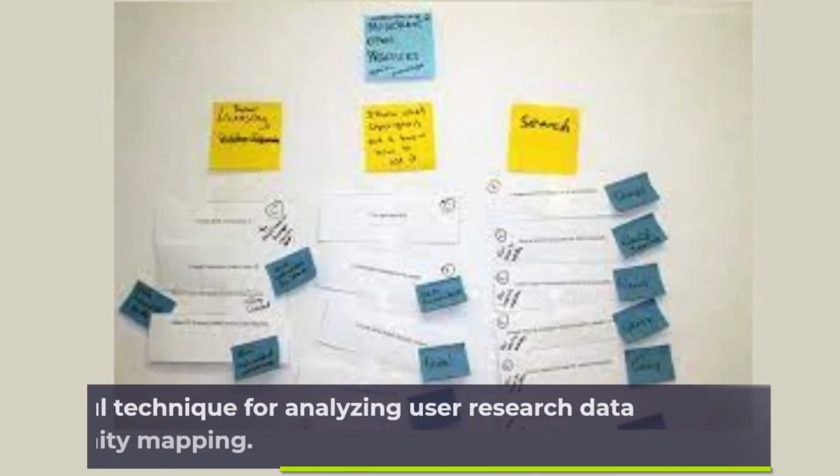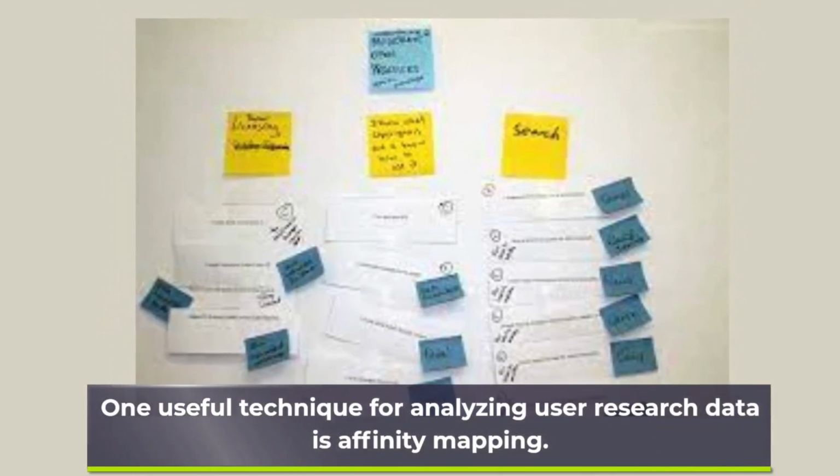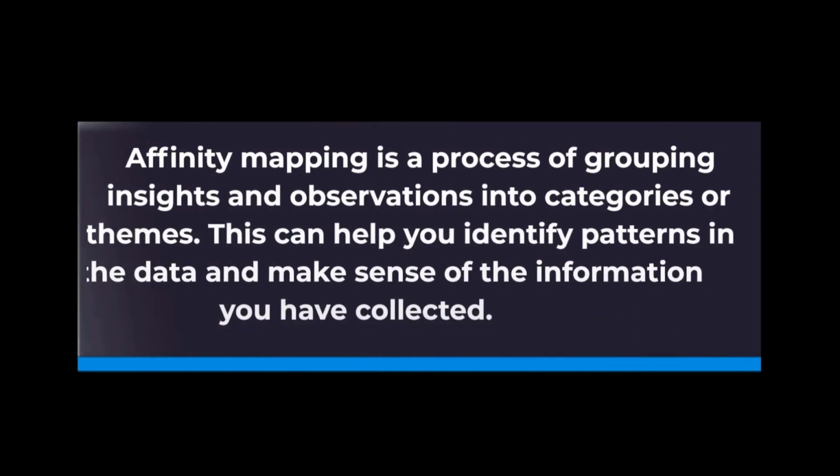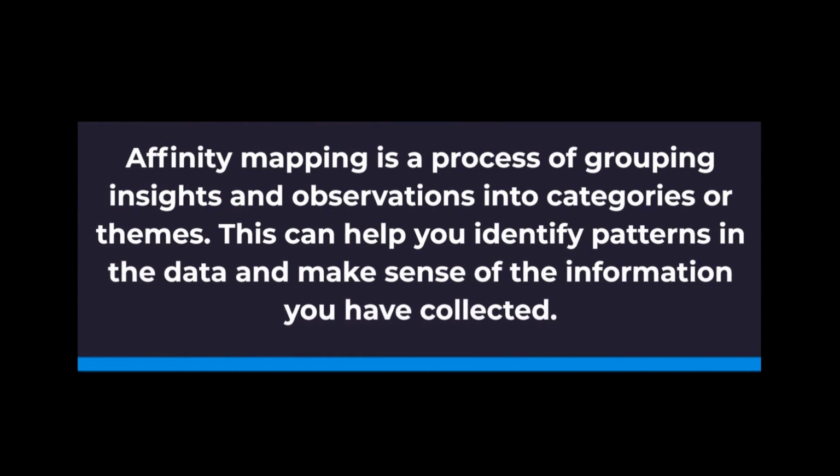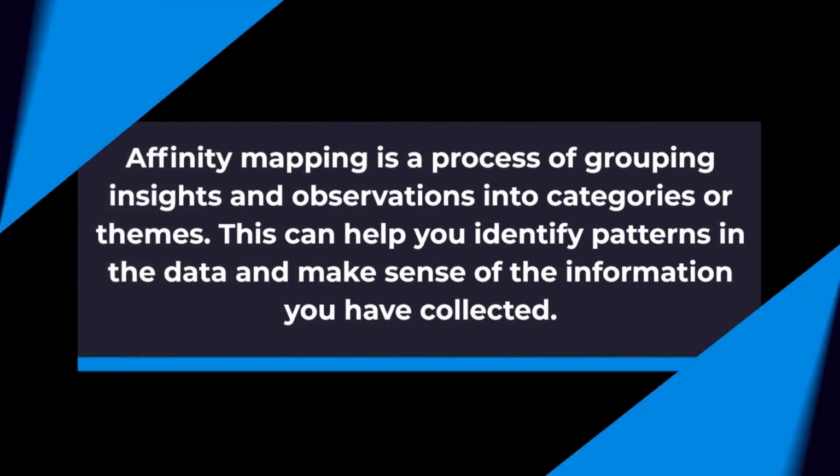One useful technique for analyzing user research data is affinity mapping. Affinity mapping is a process of grouping insights and observations into categories or themes. This can help you identify patterns in the data and make sense of the information you have collected.